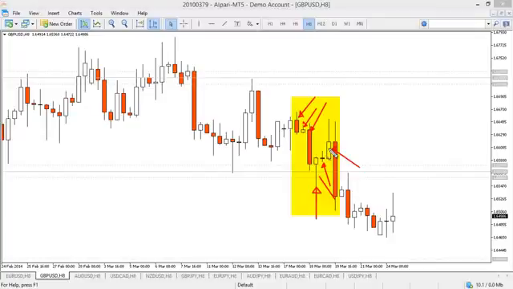But as you can see, the concepts are still there. Sellers in control, hit support. We get an equalization of power, then we get a transition of power. Buyers take control of price, they push up.